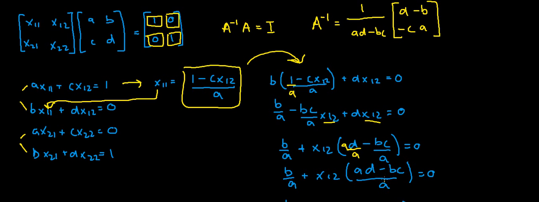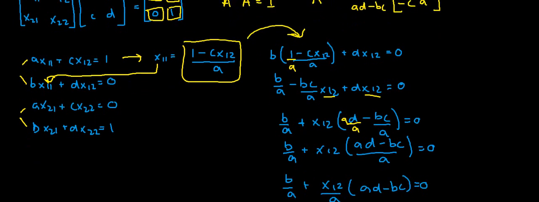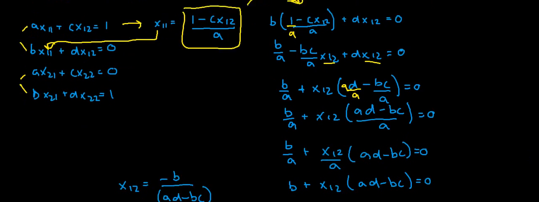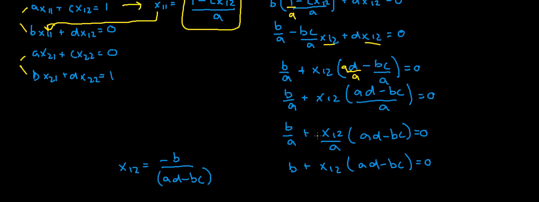Now I have B divided by A plus x12 times AD minus BC divided by A. Now what I'm going to do is factor out a 1 over A. So I factored out 1 divided by A, so I'm left with B divided by A plus x12 divided by A times AD minus BC. Now I can multiply both sides of the equation by A, canceling these A's. 0 times A is 0. I'm left with B plus x12 times AD minus BC is equal to 0.